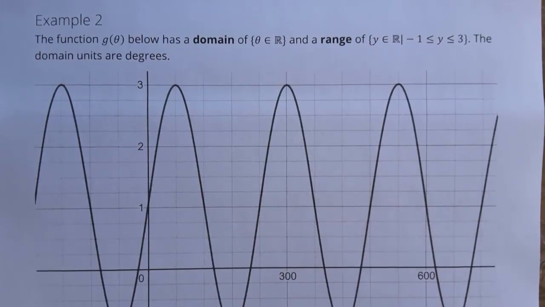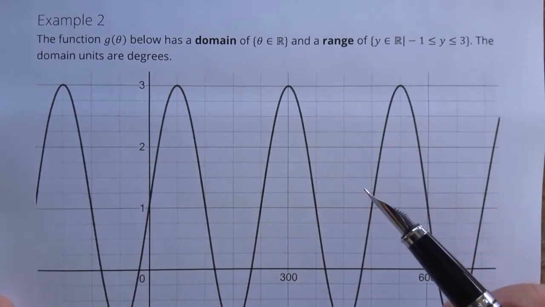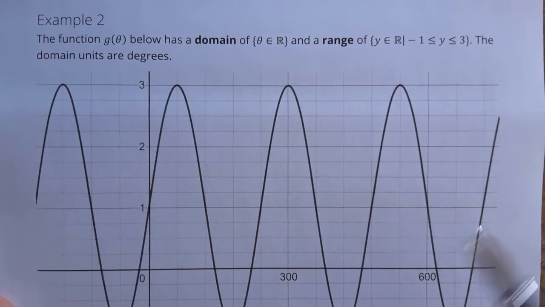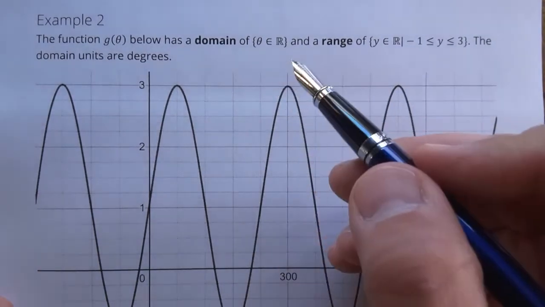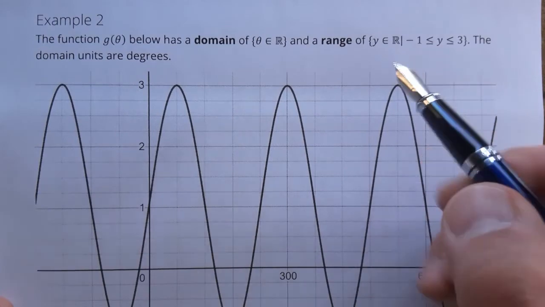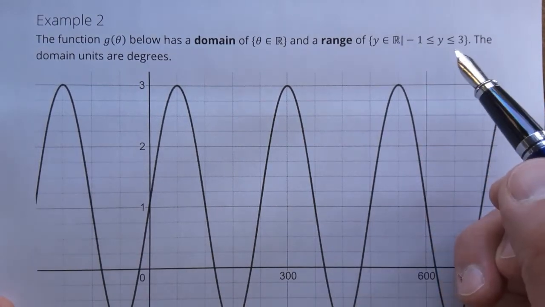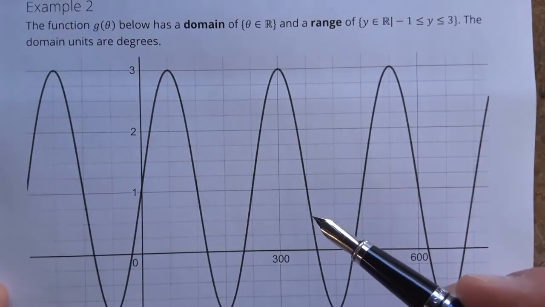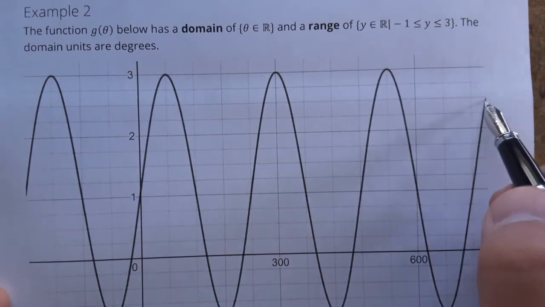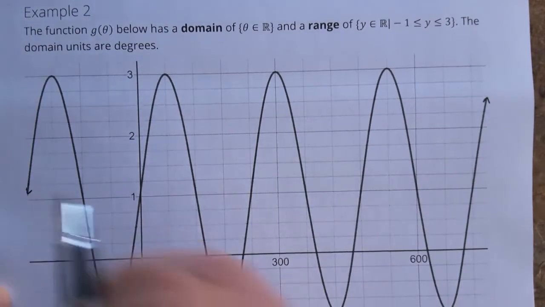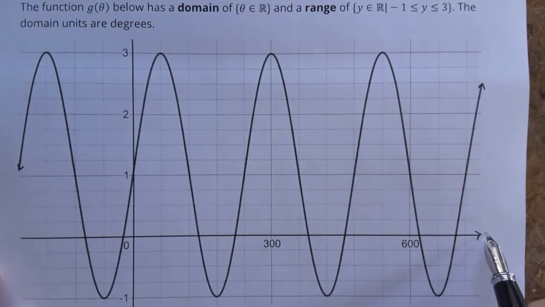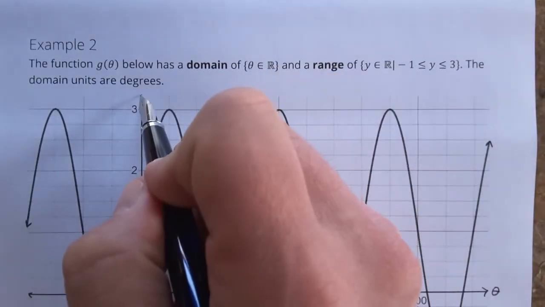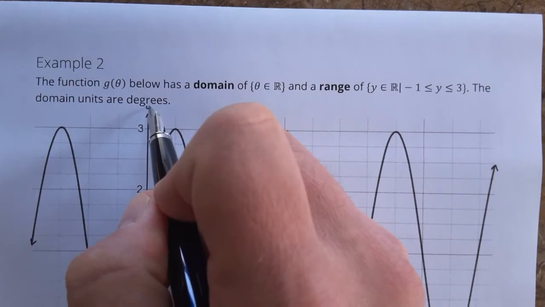Okay, let's try with a larger example, maybe a more complicated looking one. The function g of theta doesn't have an x, it uses an angle theta, has a domain of theta is any real number, and the range goes from -1 up to +3. There we go, from -1 to +3, and the domain units are in degrees. So this thing continues forever, it's periodic, and let me just label the axes here. That's the theta axis. This is quite normal for this part of our course, and that's y still.